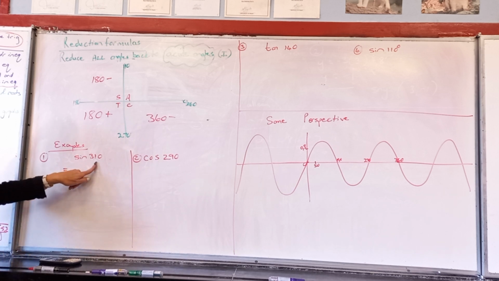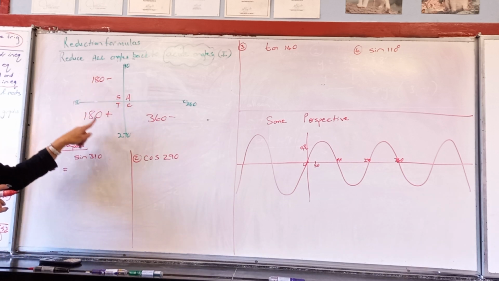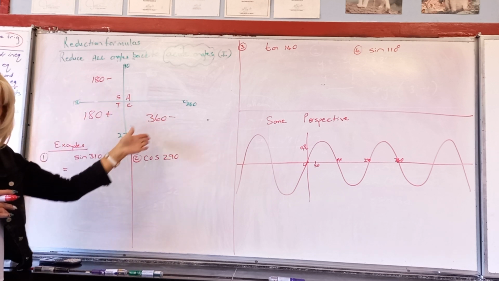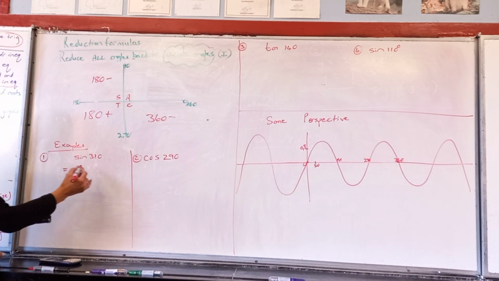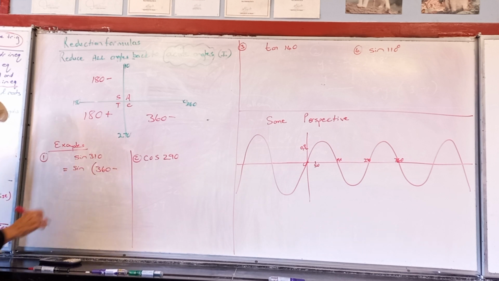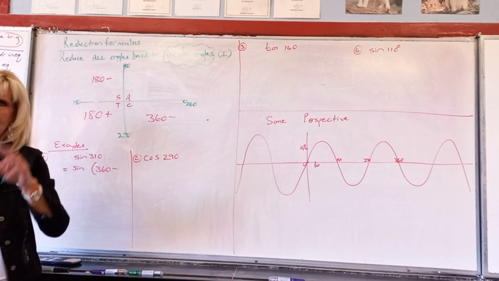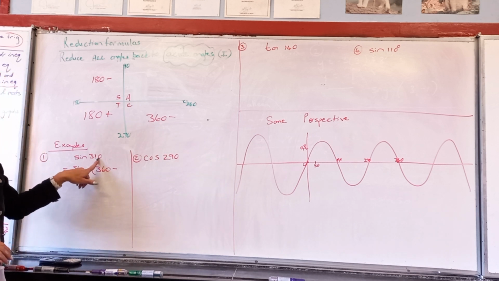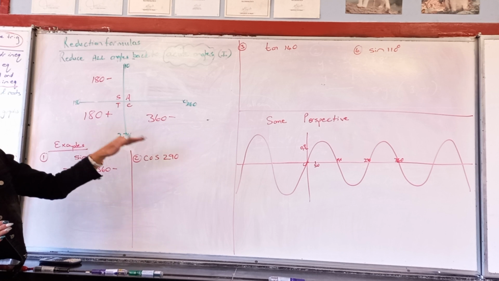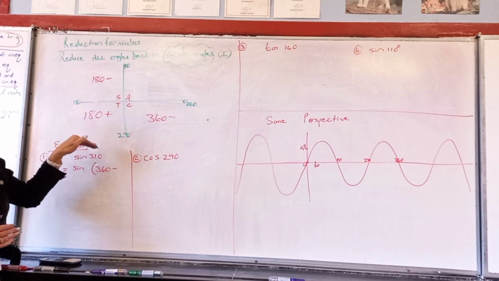So if I say 310, do you know that we're in the fourth quadrant? 310 is bigger than 270, are you all with me? So I'm teaching you that you're going to use 360 minus. Okay, now that is the magic behind it. You cannot say it's 300 plus 10 or 320 minus 10. There's no magic going on there. It's got to be one of these 3 reduction formulas. 180 minus, 180 plus, 360 minus.